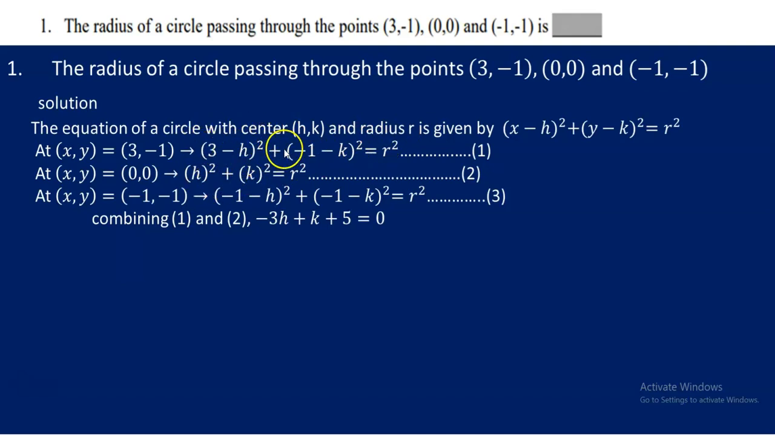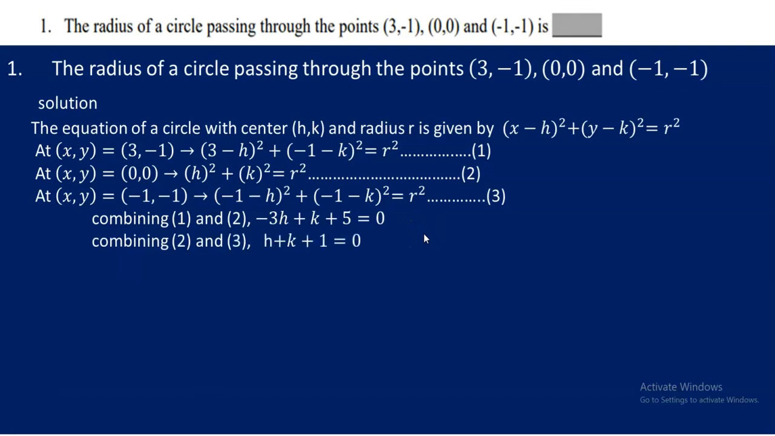As you square these, h² is going to come, and that h² will eliminate this h². Look here again, k² is going to come, and that k² will eliminate this k². Finally, if you rearrange the like terms together, you will obtain this expression. So this is obtained by combining 1 and 2.